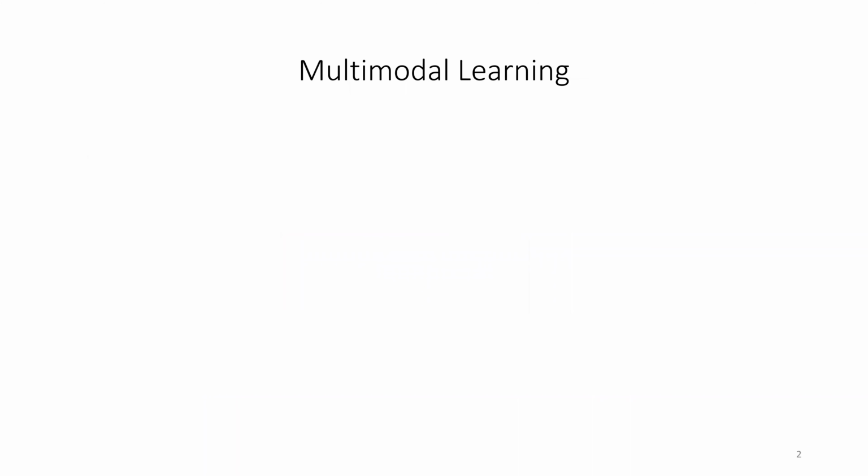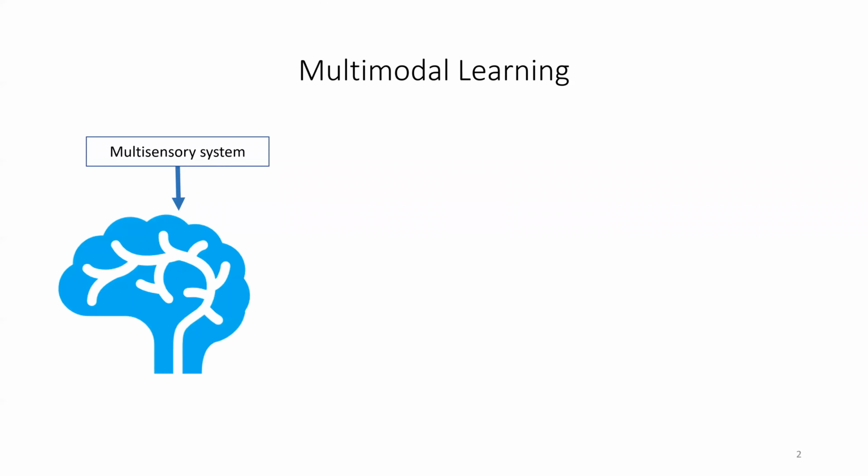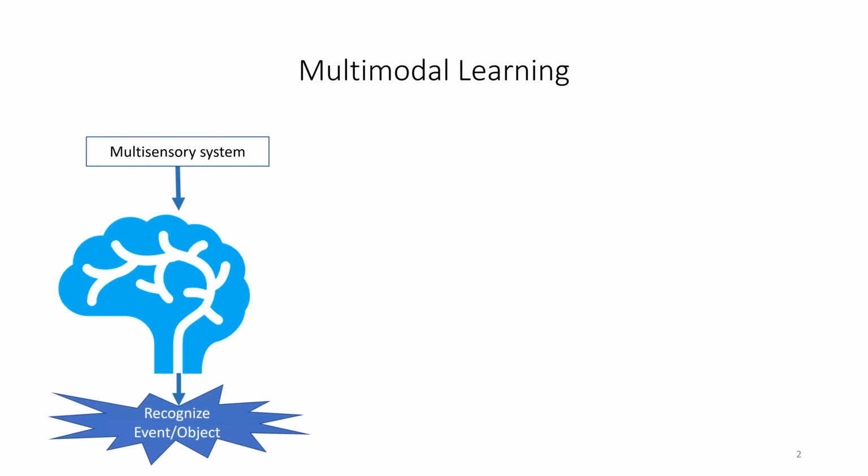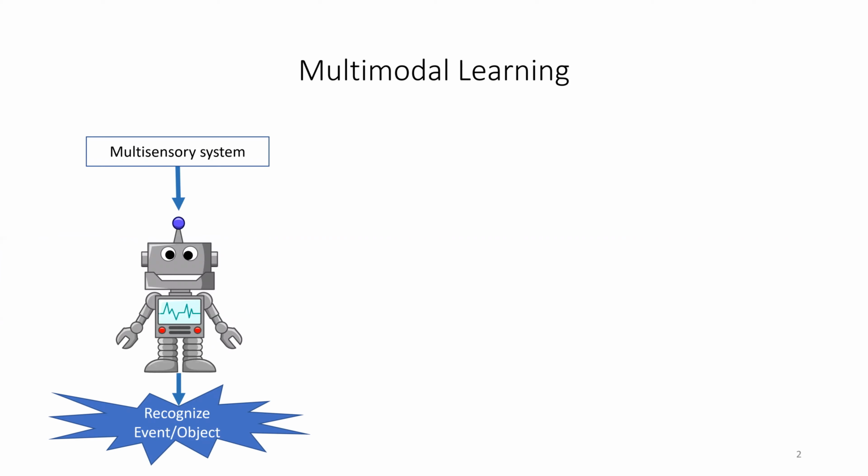Before explaining our work, let's take a brief overview of what multimodal learning is. As human beings, when we determine any event or object happening in our environment, we generally use multisensory systems, for example, visual, auditory, or somatosensory information, to identify what is happening around us. We want to replicate the same behavior in robots, so that robots can utilize multisensory systems like visuals, physical sensors, and other sensors to determine the event or objects.